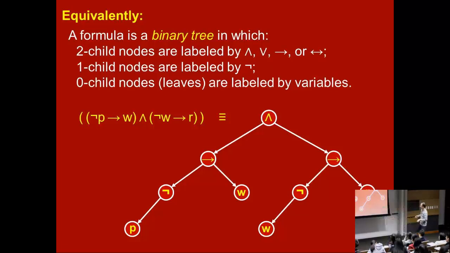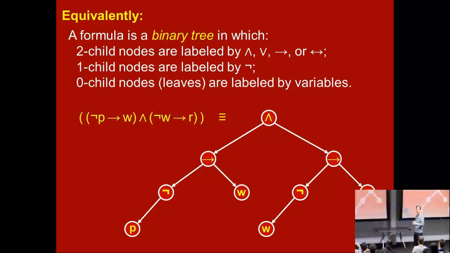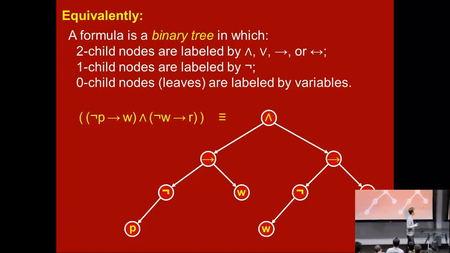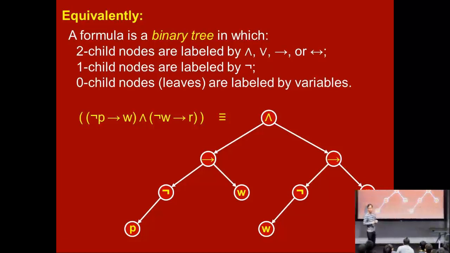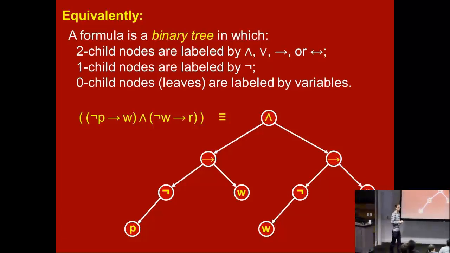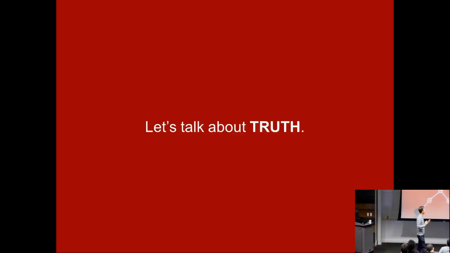Okay, and then you kind of see how this formula corresponds to this tree, for example, right? Overall, this formula is a big and, and what are the pieces in the and? Well, the left piece is overall implies. And what are the pieces of the implies? Well, the right-hand part is just W, which is a variable. The left-hand part is overall a not, so we have not P. Okay, so any binary tree with this kind of labels corresponds to a formula and vice versa. Any questions about that? Okay, good. So we know what a formula is.